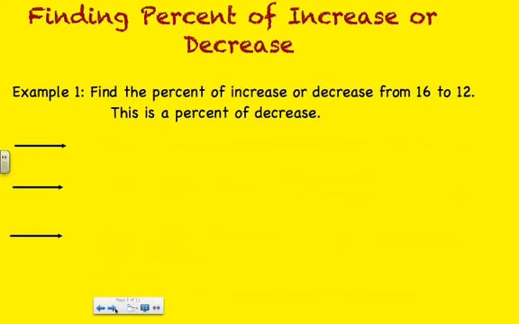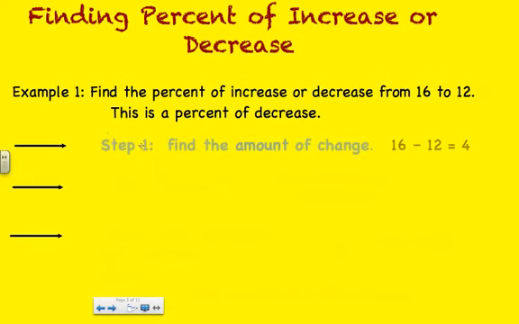Okay, let's go through our steps. There's 3 steps to finding the percent of increase or decrease. Our example number 1 says, find the percent of increase or decrease from 16 to 12. Looking at that, my original price is 16. The new price is 12. 16 to 12, that is a decrease, so I know my percent is going to be a percent of decrease.